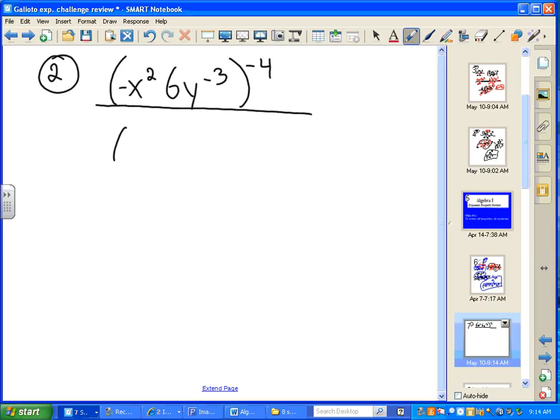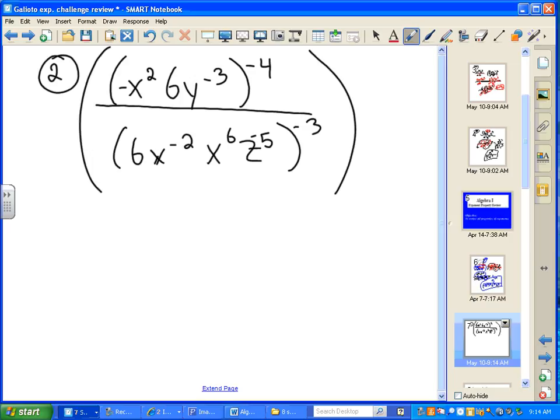On the bottom, 6x squared, -2, sorry, 6x to the -2, x to the 6th, z to the negative 5th, all of that to the negative 3rd, big parentheses, all to the negative 3rd.